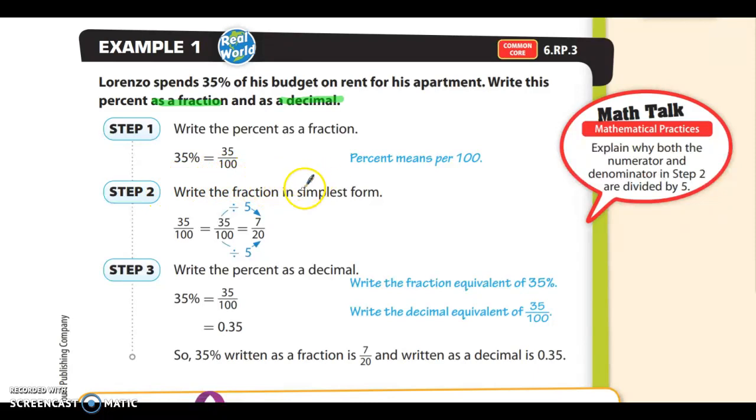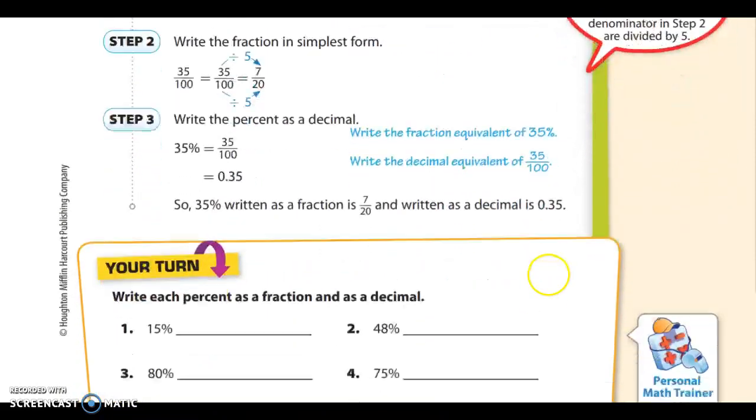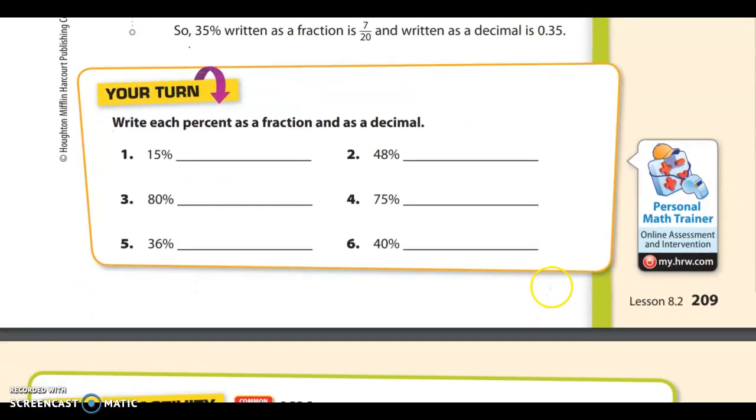Then we write the fraction in simplest form. 35 and 100 share a factor of 5, so we divide by 5 and we get 7/20. And then writing it as a decimal is easy. 35 hundredths would be the same thing as 35 in the hundredths place, which is the second digit to the right. So these are really pretty simple. Percents can be rewritten as fractions in simplest form, and they can be rewritten as decimals. Let's try the Your Turn at the bottom of the page with 3 problems.